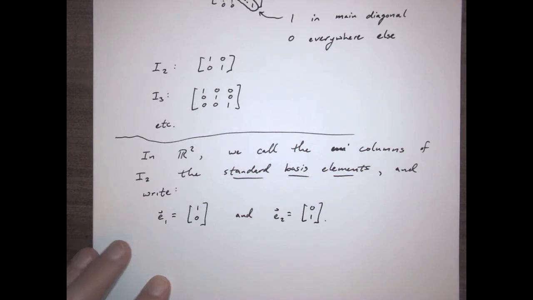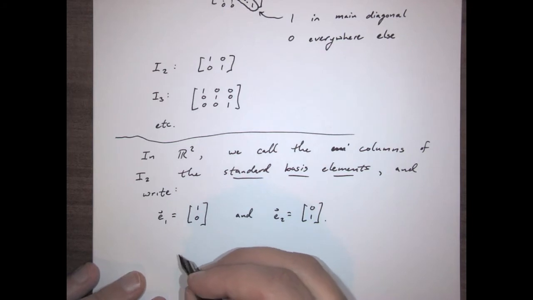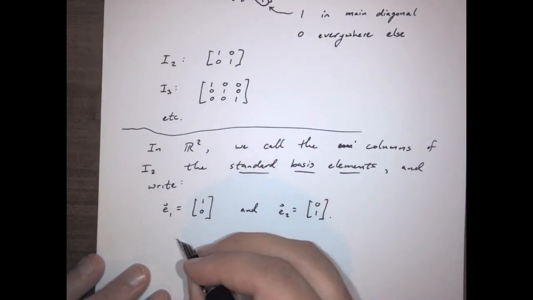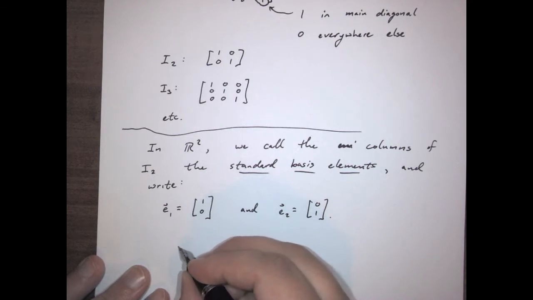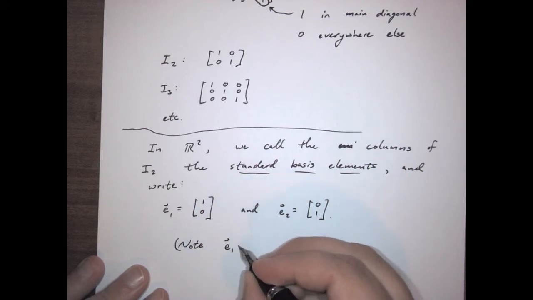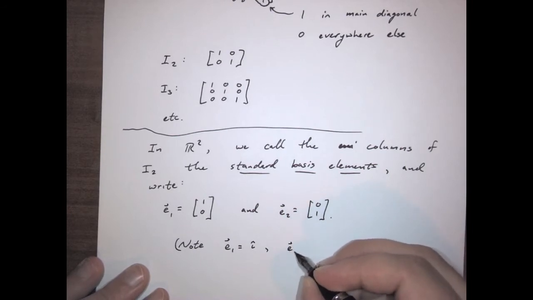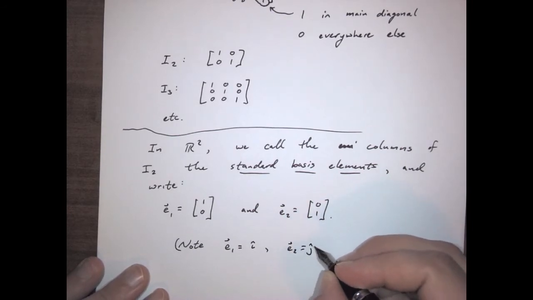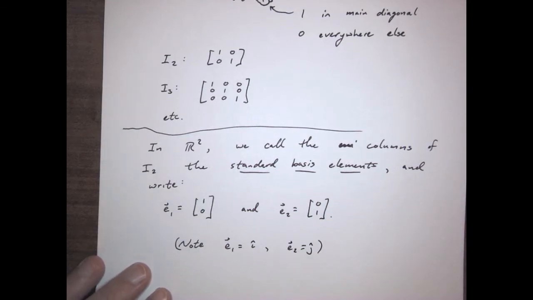And those who have been around the vector block before may actually recognize these particular vectors, and you may be more used to calling them i and j, for the algebraic notation of vectors. So note E1 is equal to i, E2 is equal to j, if you have seen that notation before.